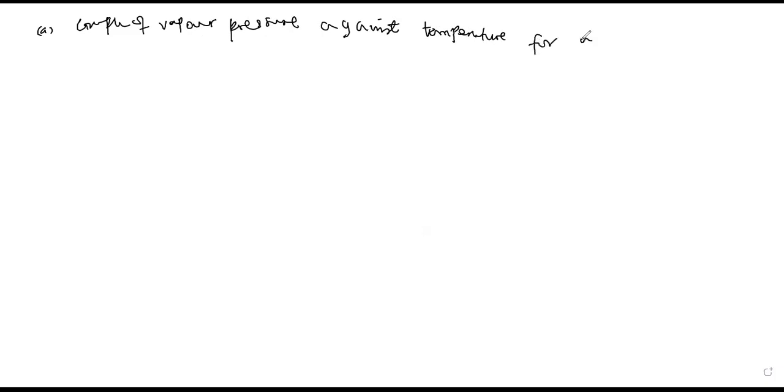Graph of vapor pressure against temperature for water and substance A. You have to write all the words.